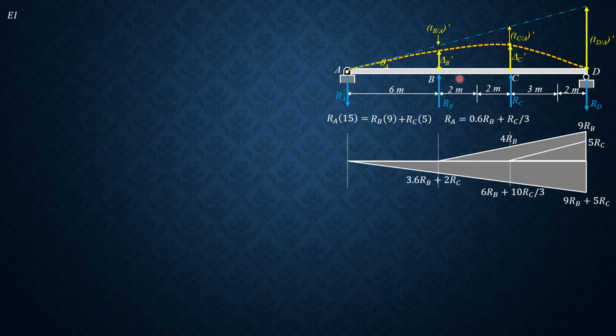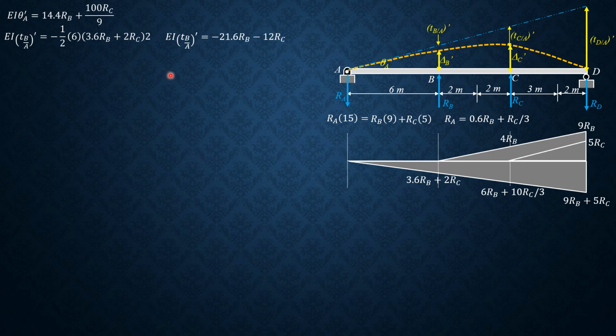This was the result. So EI theta A prime was 14.4 RB plus 1000 RC over 9. So let's evaluate EI deviation of B relative to A prime, and that's the moment of area between A and B only. So 1/2 of 6 times quantity 3.6 RB plus 2 RC times 2. 1/3 of 6 is 2. Simplifying, EI deviation of B relative to A prime equals negative 21.6 RB minus 12 R sub C.